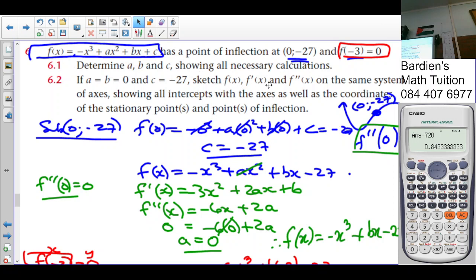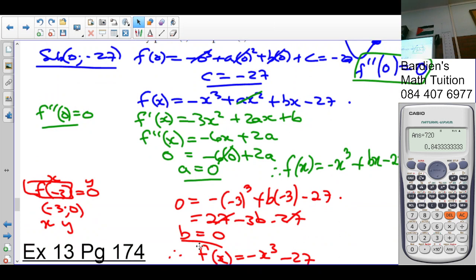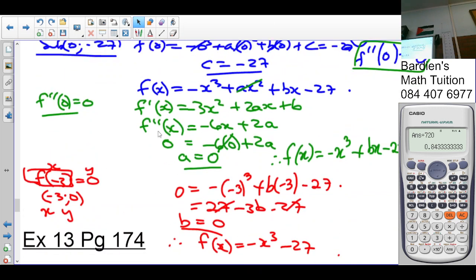Sketch f of x, f prime x, f double prime x. People, I'm sure you know how to sketch this. That shouldn't be the issue. Okay. I know this is a bit tedious to get these values out. But it comes with practice.